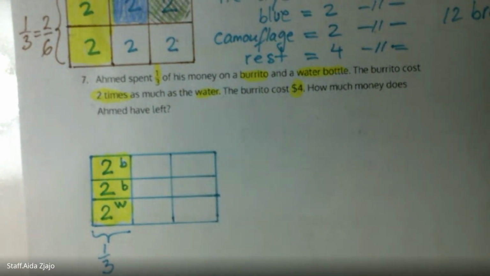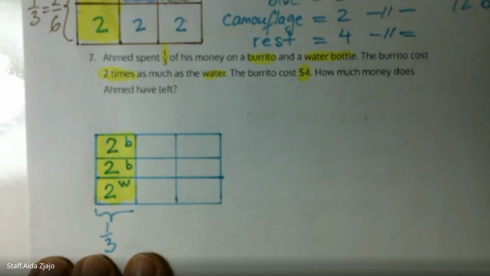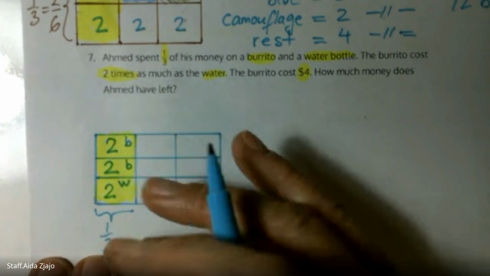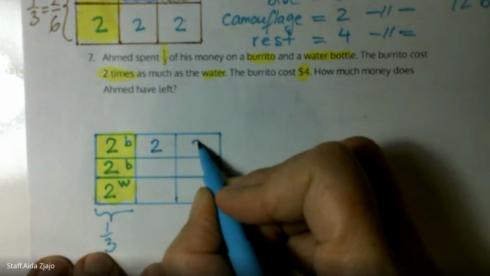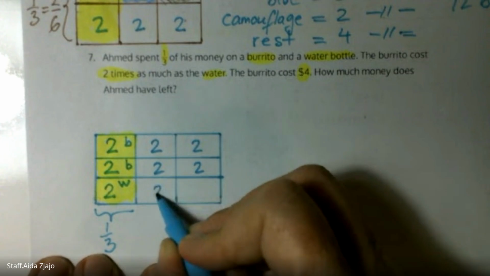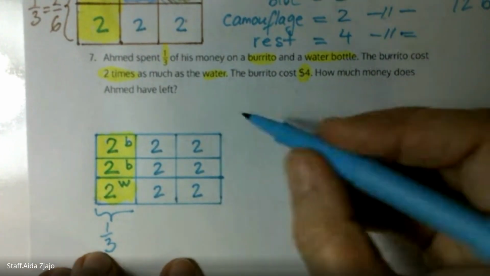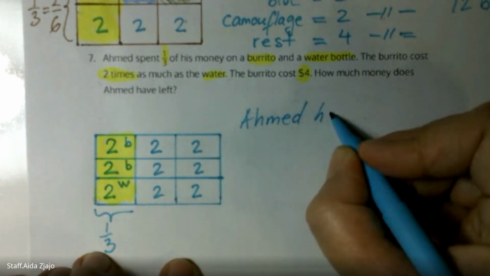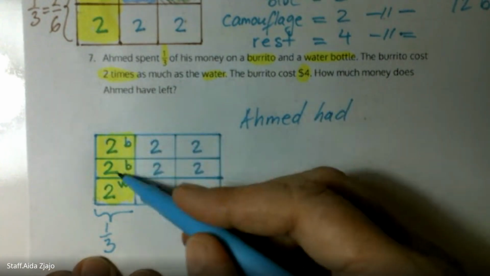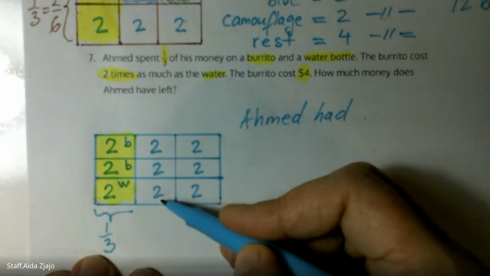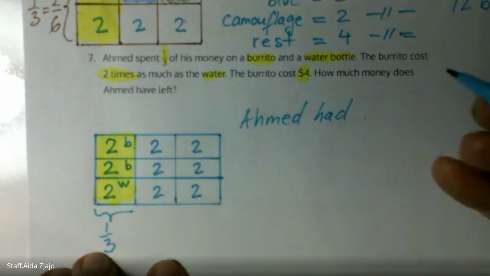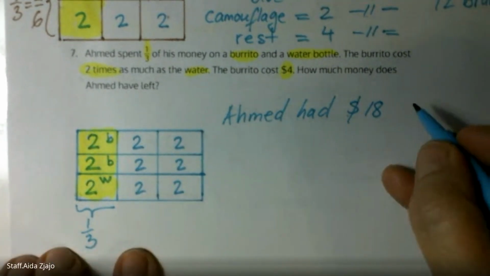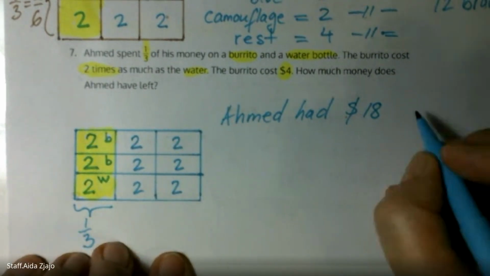And so now we can prove our answer by finding how much money Ahmed has left. He did spend 1/3, and each part is $2. So his total, Ahmed had 2, 4, 6, 8, 10, 12, 14, 16, $18. So he had $18 total.